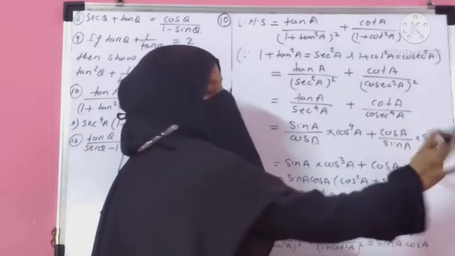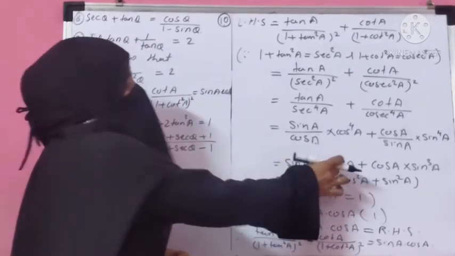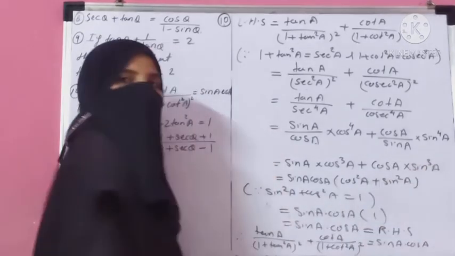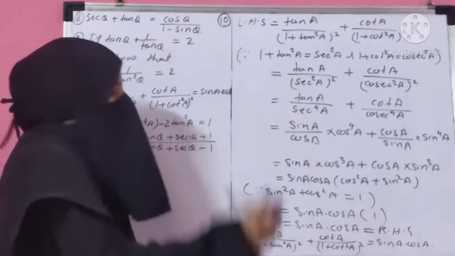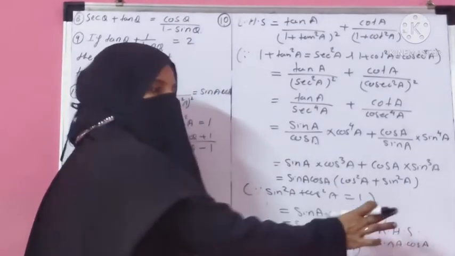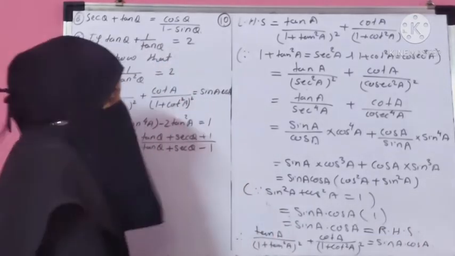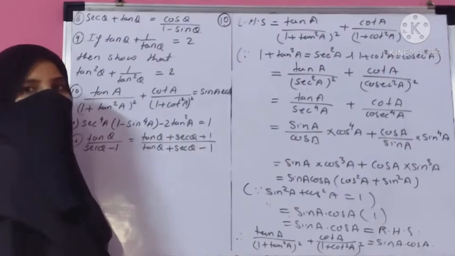cos A into sin raised to 3A. Then we take sin A cos A as common. The remaining part from here is cos raised to 2A and from here sin raised to 2A. Sin square A plus cos square A is 1 from identities. So substitute the value 1. Then the remaining part is sin A into cos A, which is your right hand side. That means we have proved that your left hand side part is equal to the right hand side part.